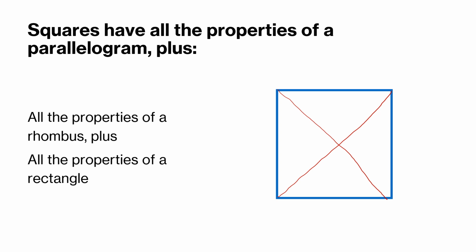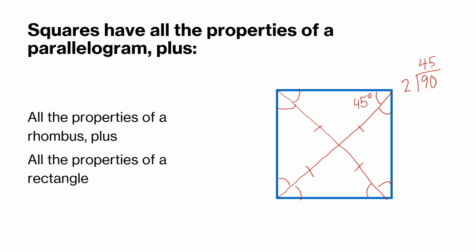They also bisect the angles because they are a rhombus, and their angles are right angles. So since this angle is a right angle, we know that the angle formed by the diagonal is going to be exactly half of that. So we know that this angle is 45.